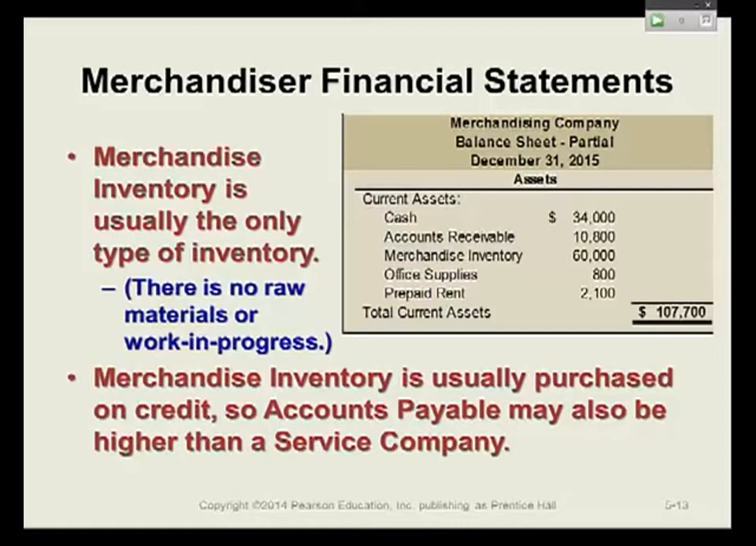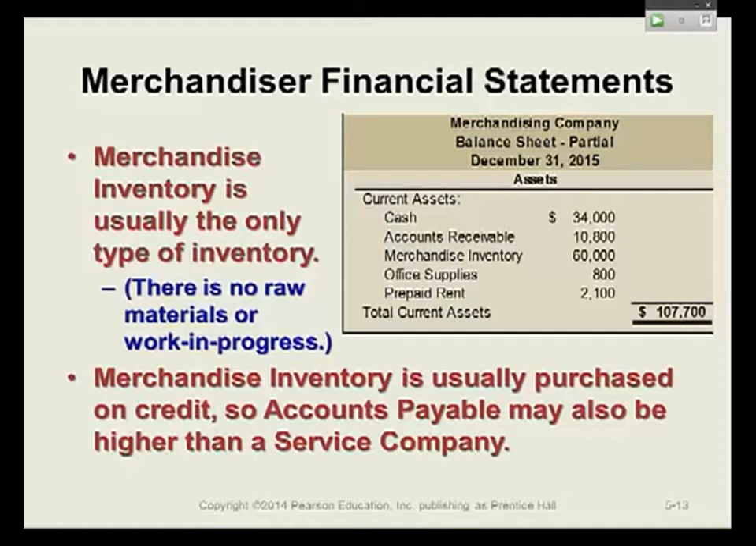But right now, on the asset side of the balance sheet, merchandise inventory is one of the key current assets. Merchandise inventory represents the inventory that they're holding, which they purchase from outsiders. Notice in the blue, it tells you there's no raw materials or work in process.